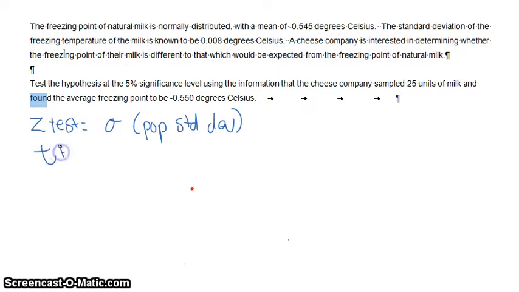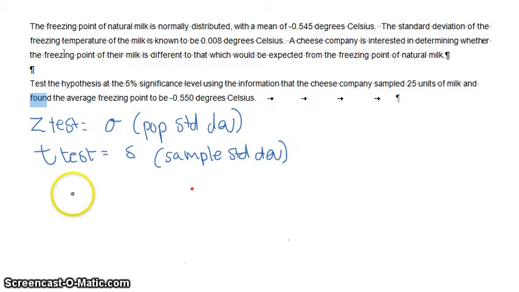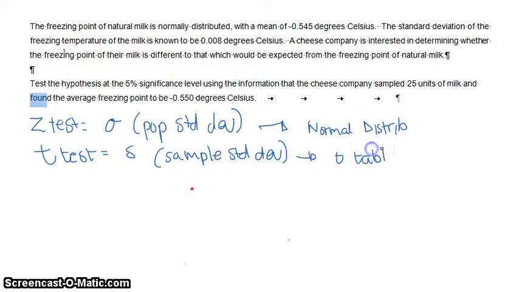The T-test, on the other hand, is used when my sample standard deviation is known and I don't know my population standard deviation. The steps to both of these tests are identical except when it comes to reading of the table, because you'll be reading of different tables. For the Z test, you'll be reading of the normal distribution table, and for the T test, we'll be reading of the T table.